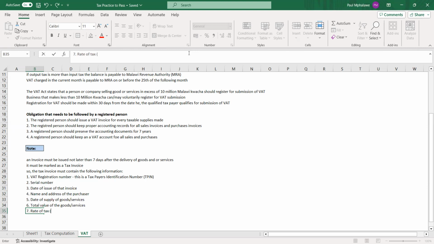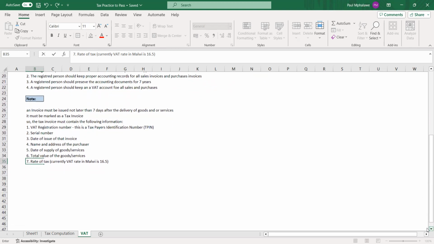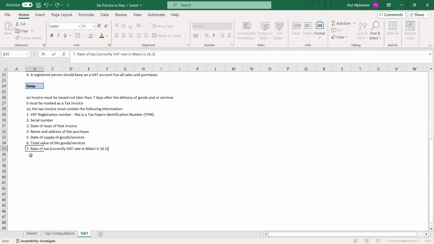Okay. Currently, VAT rate in Malawi is 16.5. Okay, so you take the subtotal of your goods and services and you charge 16.5 on top of that. Then you have the gross amount where you take the subtotal of the goods plus your VAT, and the total, that's what you charge on your invoice.